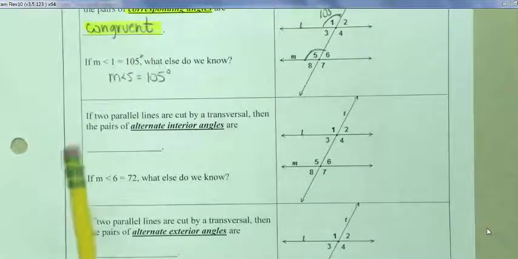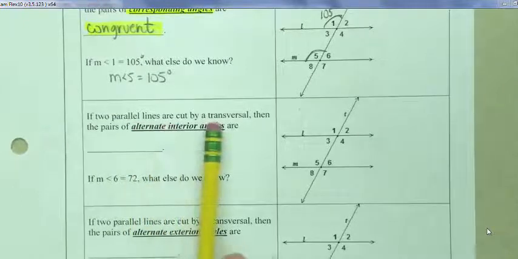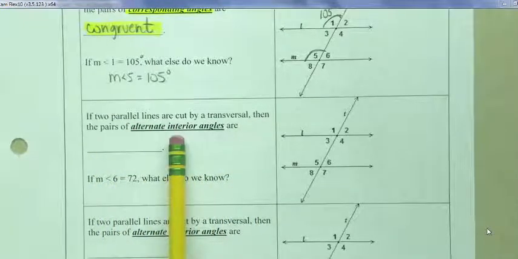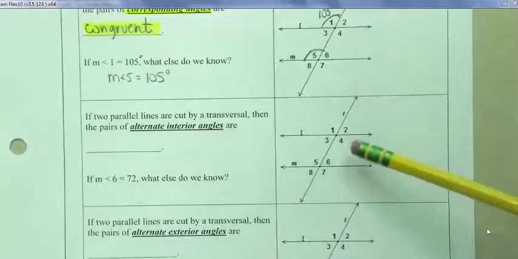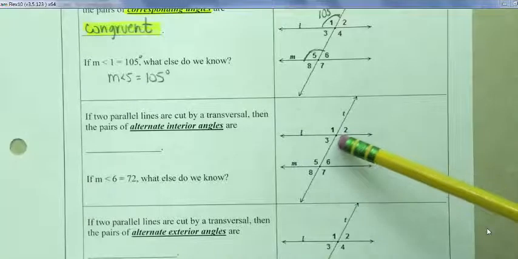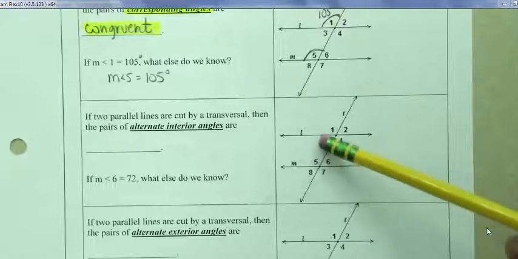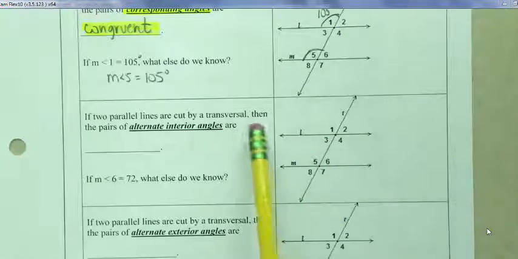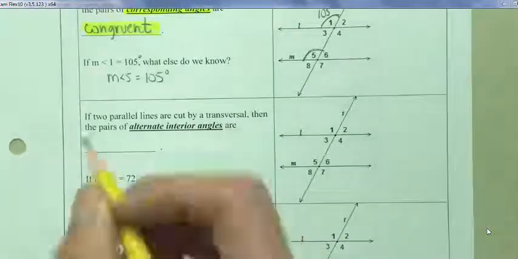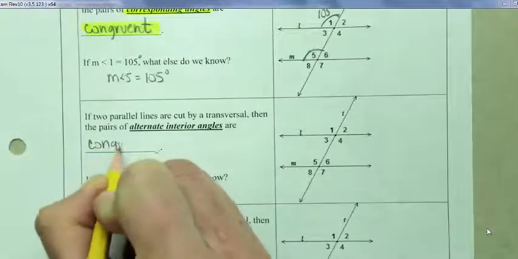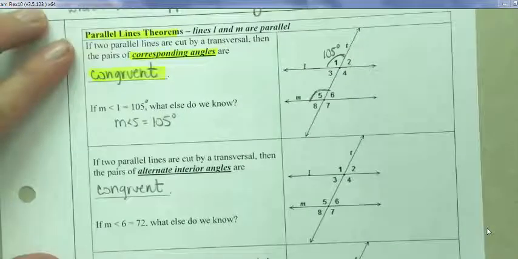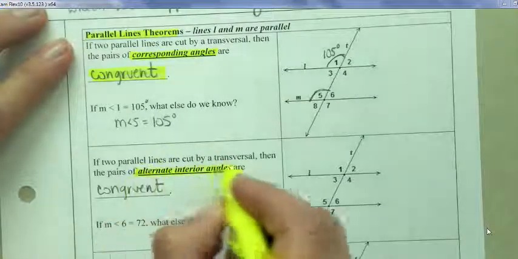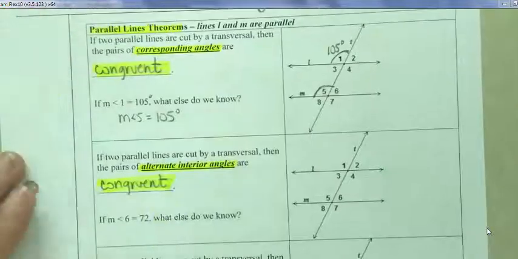Next one. If two parallel lines are cut by a transversal, then the pairs of alternate interior angles, so alternate interior angles means that they're both on the inside of their lines, and they're on alternate sides of the transversal, like 4 and 5, and 3 and 6. So the pairs of alternate interior angles are also going to be congruent. Again, these are all parallel lines being cut by a transversal, so alternate interior angles will also be congruent.